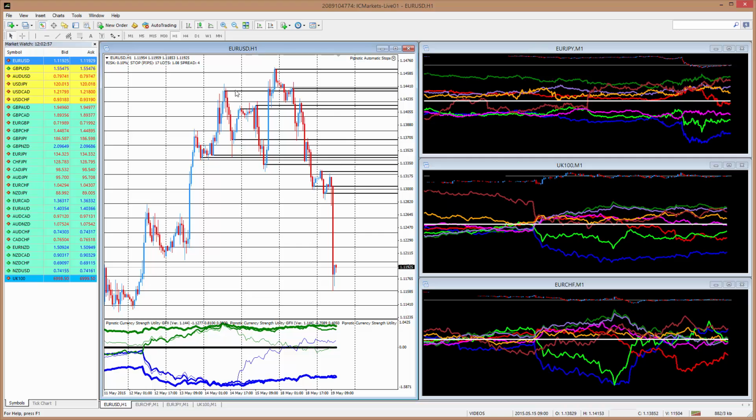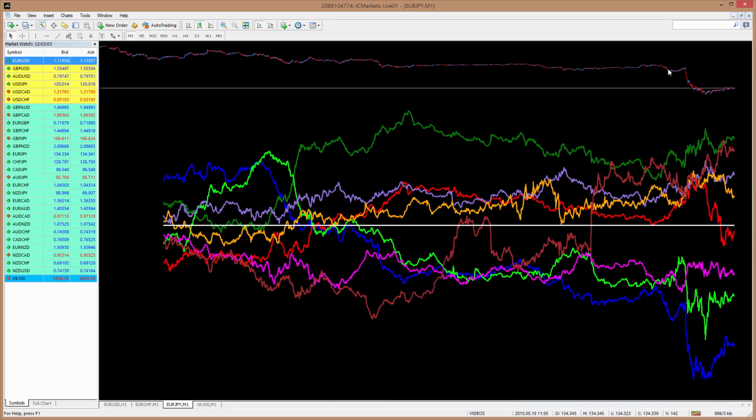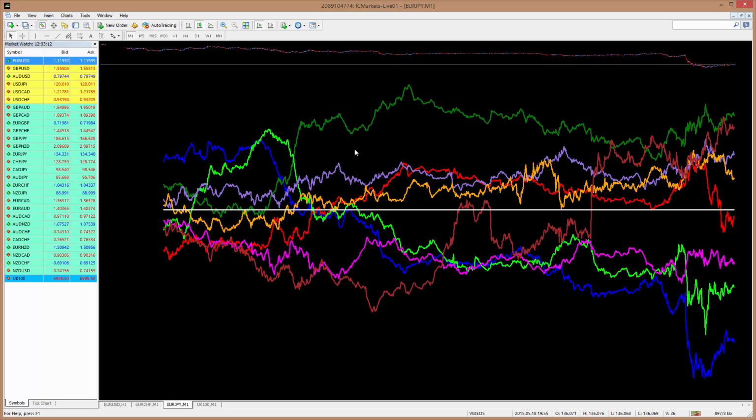So what we want to do is see initially what's been going on over the past 24 hours. If we have a quick look here and focus on this, you can see that we've had some clear winners and some clear losers, but it's very important to remember that just because we have a currency that's strong and another one that's weak, we don't want to buy the strong and sell the weak.